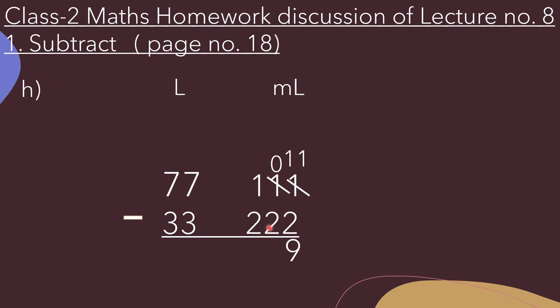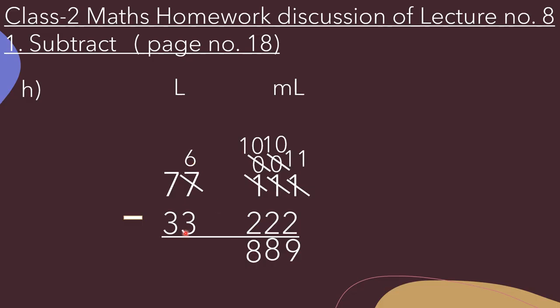Okay, now 0 minus 2. That is not possible. So this 0 will take borrow from this 1 and it will become 0 plus 10, 10. And this 1 will become 0 here. Now keep 10 in your mind and 2 on your fingers. Now we have to speak backward counting. 9, 8. So here we will write 8. Now 0 minus 2, again 0 minus 2 is not possible. So this 0 will take borrow from this 7. Okay, so we will cut 0 and make it 10. And this 7 will become 6 here. Okay, now keep 10 in your mind and 2 on your fingers. Now we have to speak backward counting. That is 9, 8. So here we will write 8.